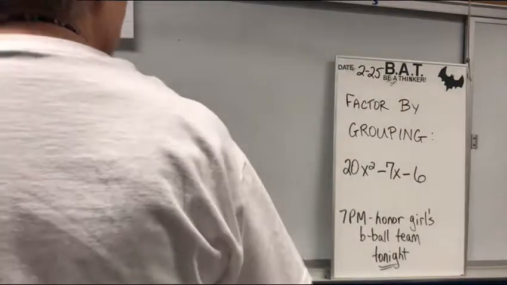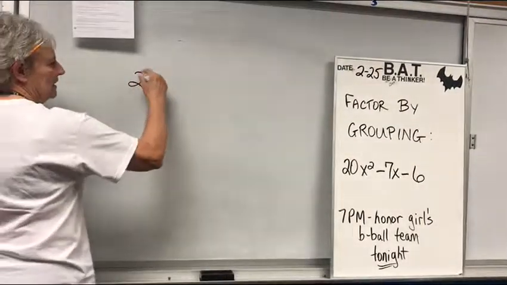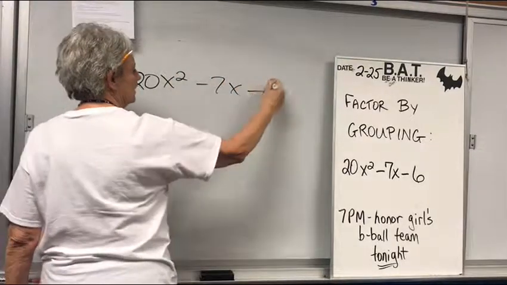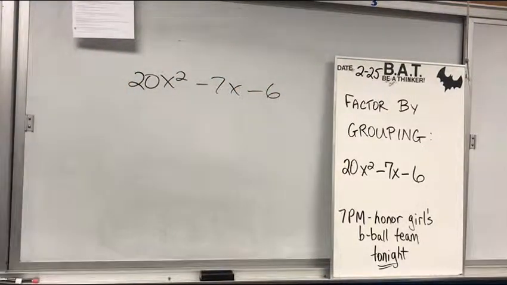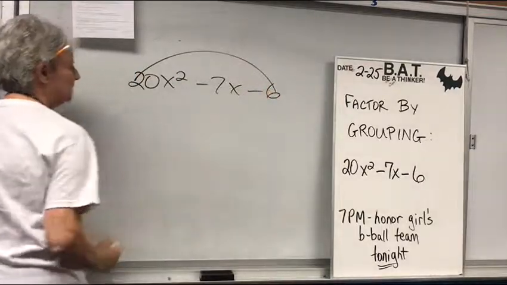First, we're going to do the bat. To review. Okay, the first thing you do when you're grouping is multiply A times C.